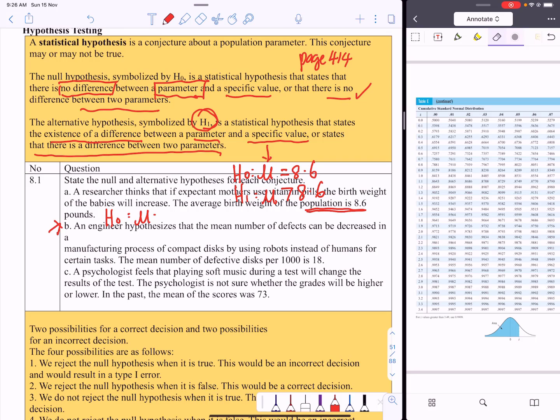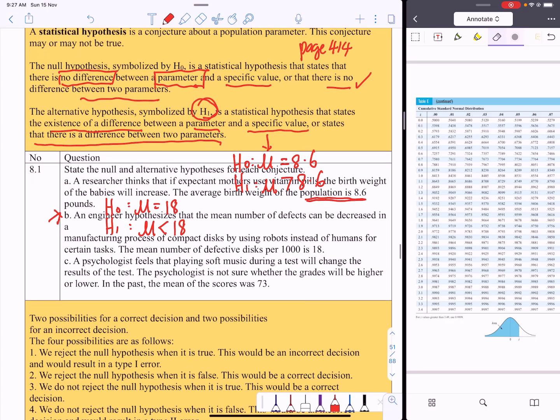Null is 0. It equals 18. And then for the alternative hypothesis, less than 18. Okay, that is the hypothesis testing. We write up the hypothesis statement. And then we have C.